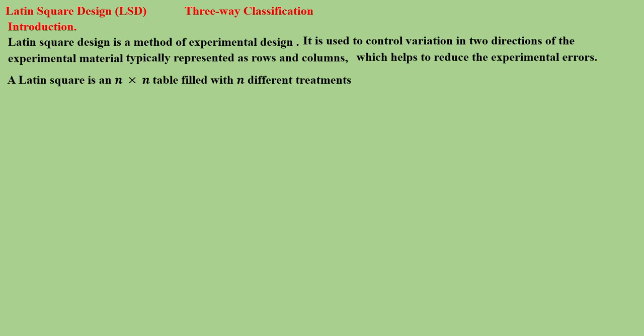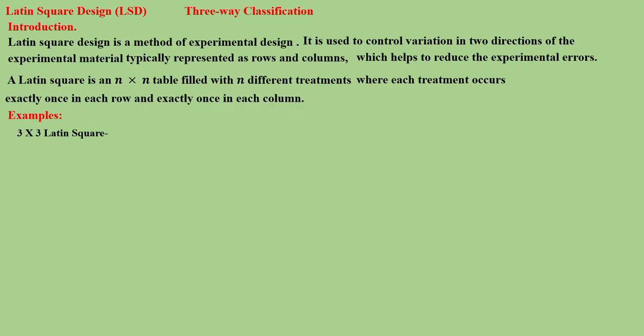A Latin square is an n by n table filled with n different treatments, where each treatment occurs exactly once in each row and exactly once in each column. Example, a 3 by 3 Latin square in numbers. See, in the first row 1, 2, 3 are different, right? First column 1, 2, 3 different. Second row, second column, check all the numbers. Exactly, the numbers are available only one time in the rows and columns.